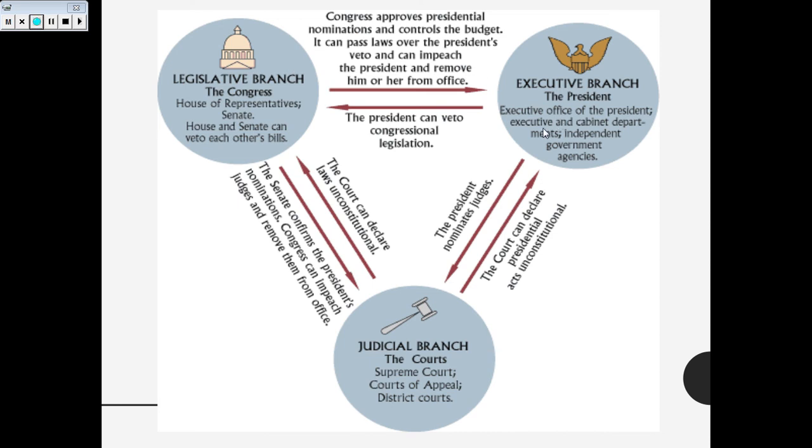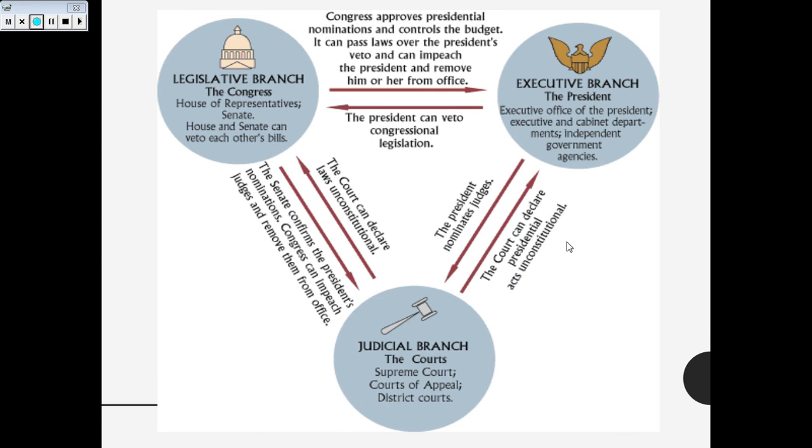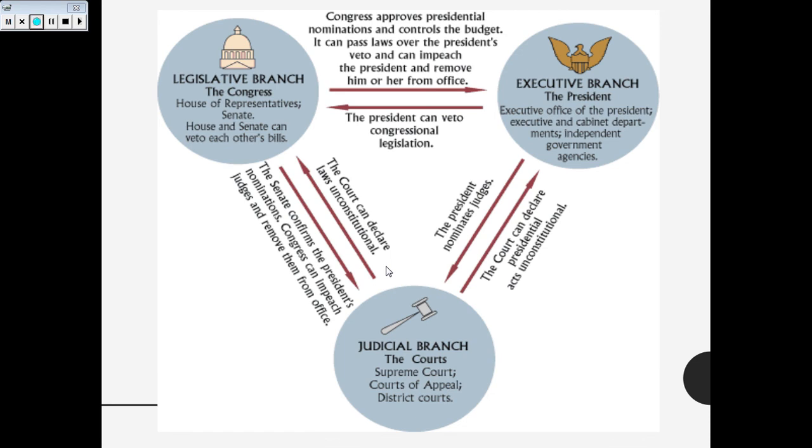The president can also veto any congressional legislation, like I mentioned before. Over here, the president can nominate justices, and those would be confirmed by the legislative branch. The court can also declare presidential acts unconstitutional. Oftentimes we see this with executive orders. The judicial branch can check the legislative, so they can declare anything that they deem to be unconstitutional and let the legislative branch know about it. Also, the Senate confirms the president's nominations, so basically the legislative branch does have the last say on who goes and serves in the judicial branch.